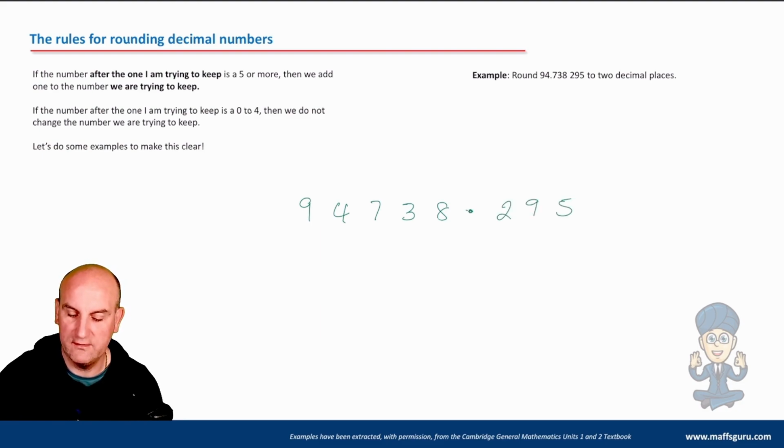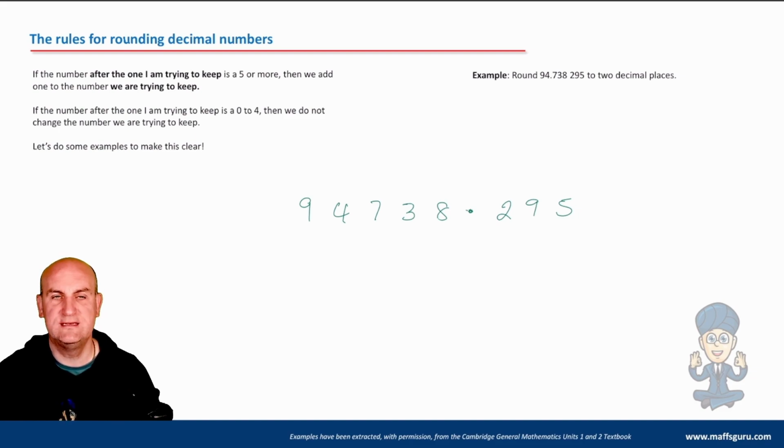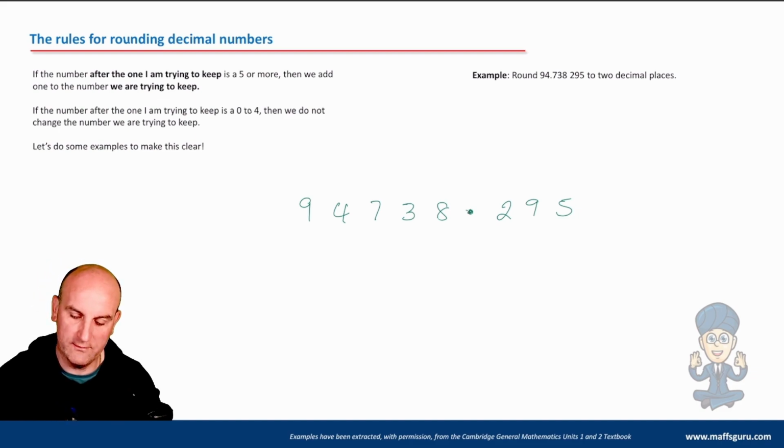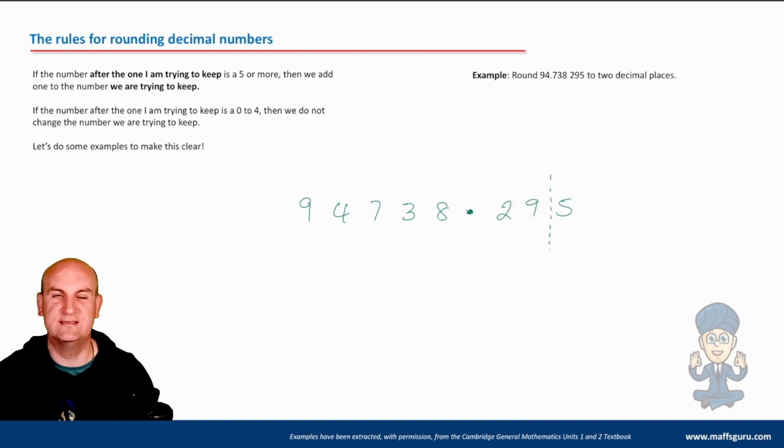94,738.2, 9, and 5. Round this to 2 decimal places. All right, well, there's my decimal place. So I'm now going to count 1, 2. So that's the number we're going to fact check. And I'm going to do a dotted line here. And then I'm going to look at the number after it, because this is the number we're trying to work out. Is that going to change? Is that 9 going to change? Well, that 5 tells me yes.